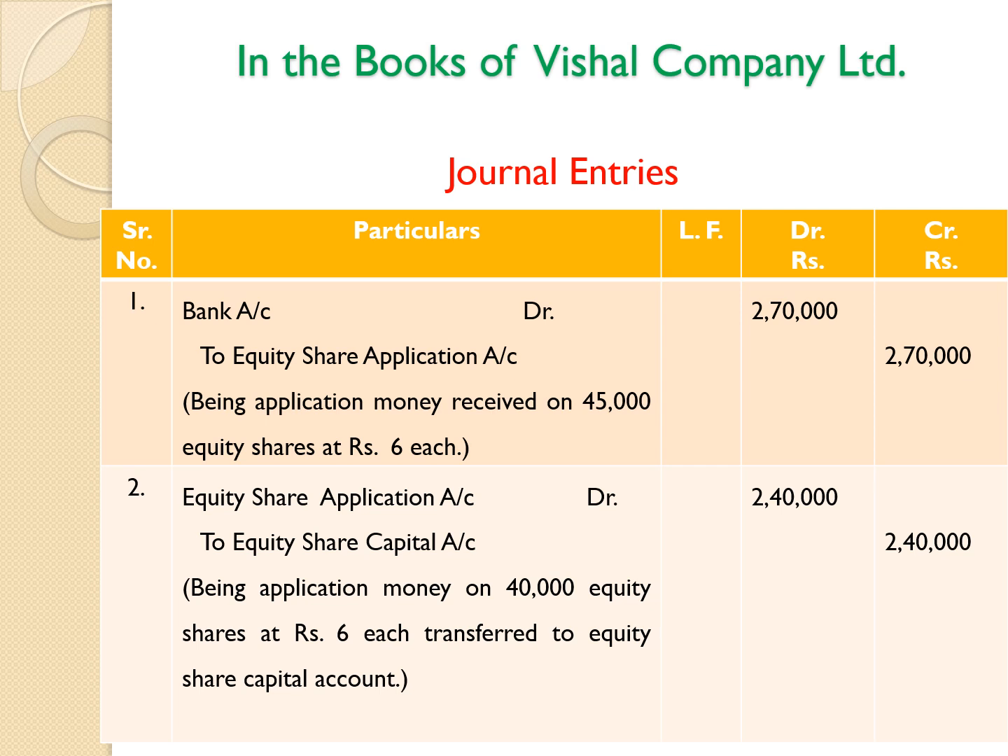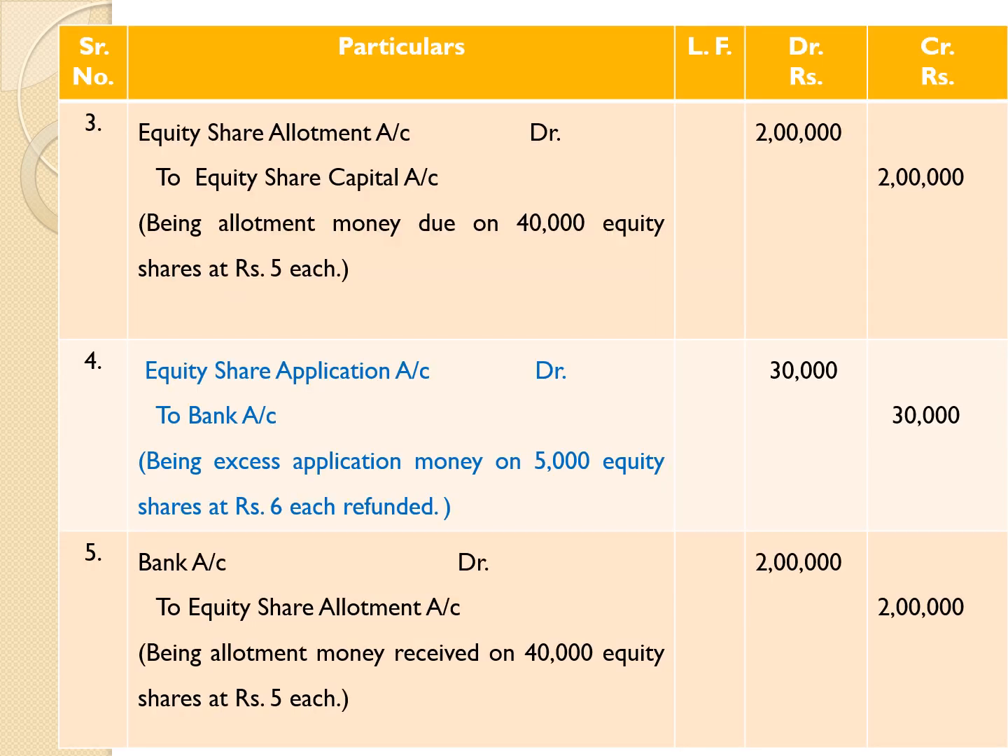Entry for it: equity share application account debit. In the first entry, we gave credit to equity share application account, but here we are giving debit, whereas credit is given to equity share capital account. Narration: being application money on 40,000 equity shares at rupees 6 each transferred to equity share capital account. Here, we have passed 2 entries related to application.